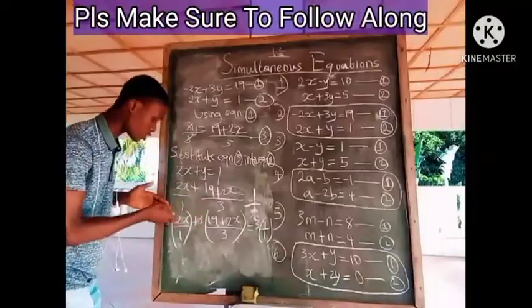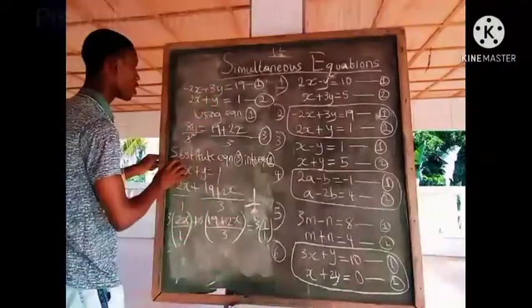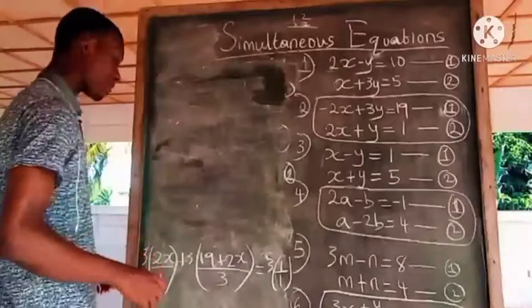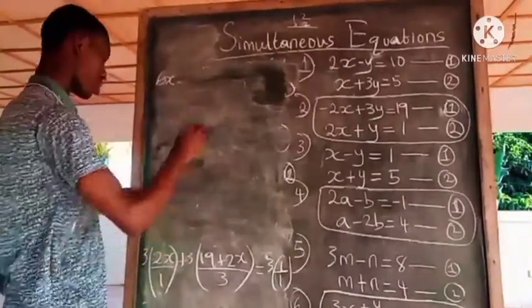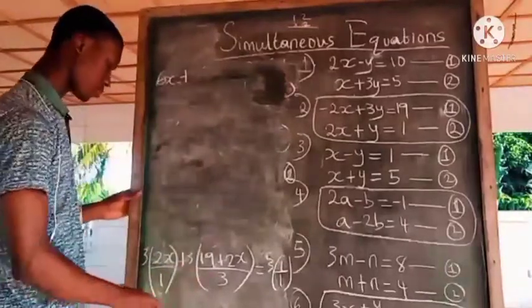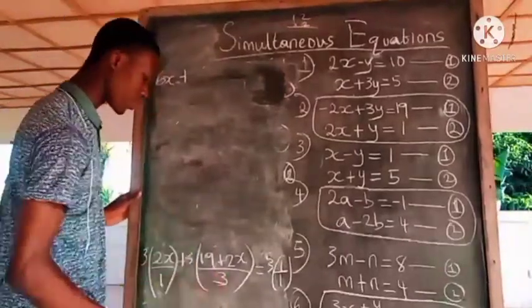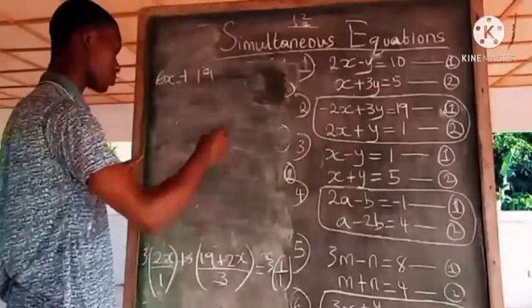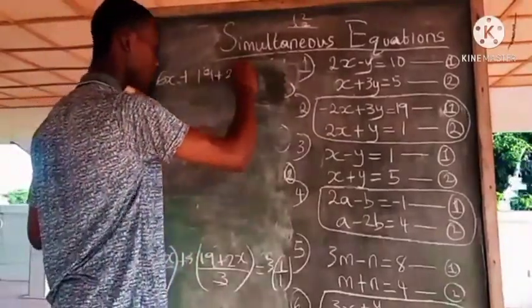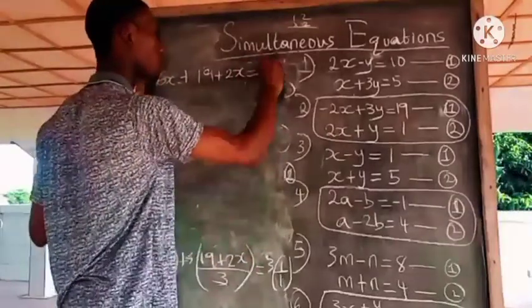At this, we use the 3 to multiply the 2x. So 3 times 2x, we'll be getting 6x. 6x plus, now this 3 will be cancelling this 3 over here. Now at this point, 19 remains. So 19 plus 2x is equal to 3.